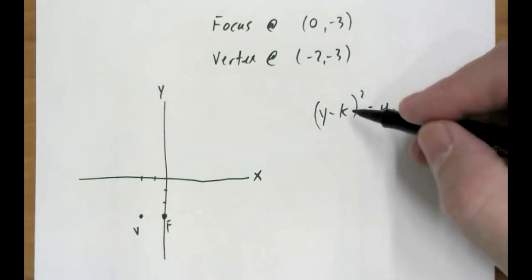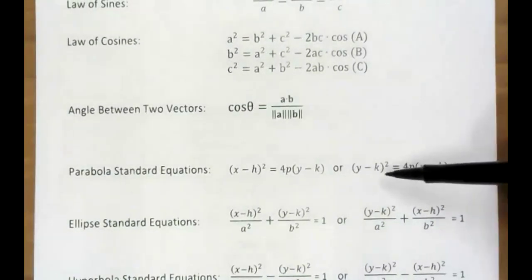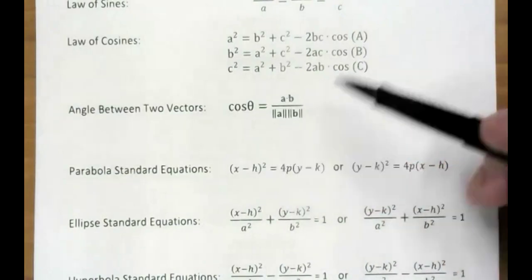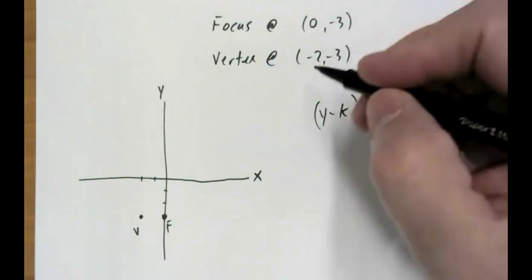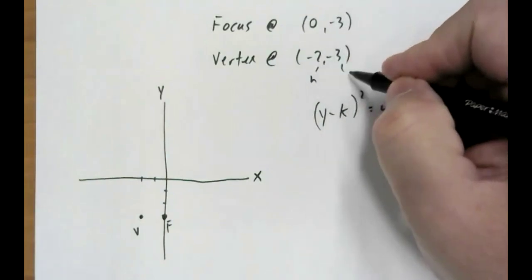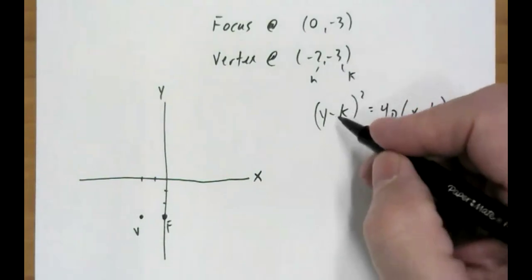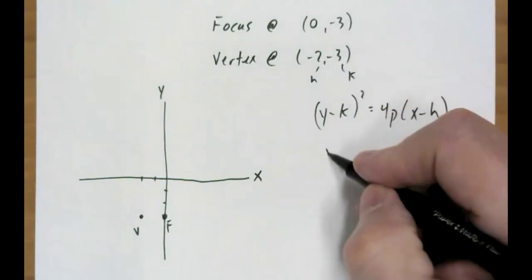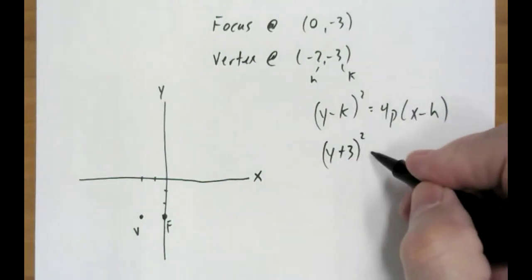You don't have to memorize the formula. The formula is here on the formula sheet. But you have to know that this one is the left and right, and this one is the up and down. That's what you have to memorize, or you have to know. So if the vertex is -2, -3, that's h, and that's k. If I plug those in, so -3 is k. If I subtract a -3, it ends up being +3.